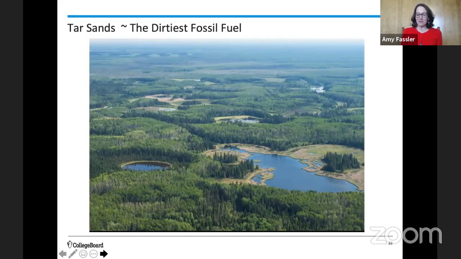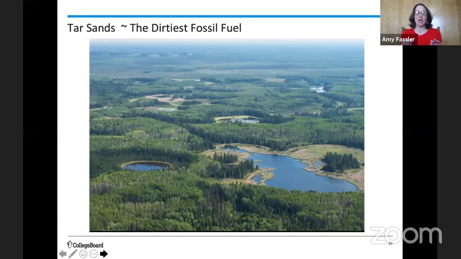The next fossil fuel that we're going to look at is tar sands. And if natural gas is the cleanest fossil fuel, tar sands are the dirtiest fossil fuel. And in fact, that makes them pretty much the dirtiest fuel, doesn't it?